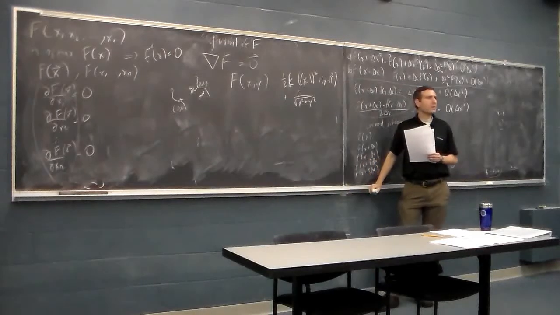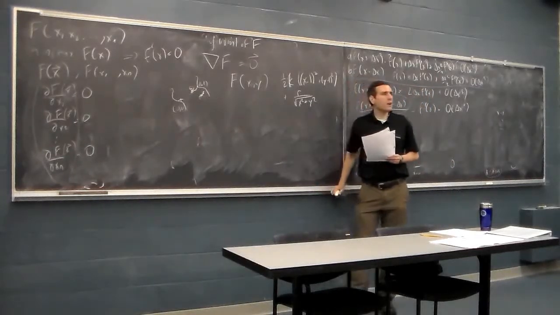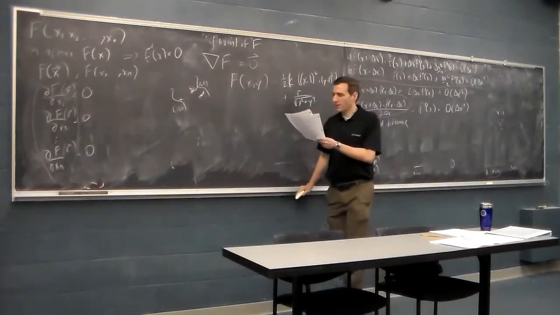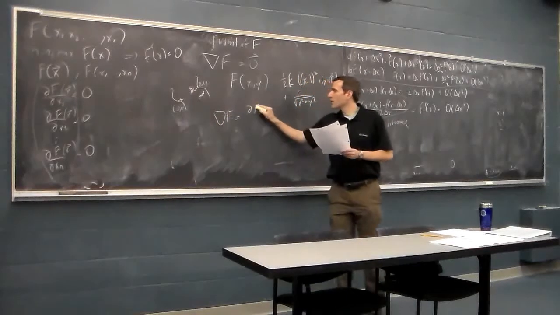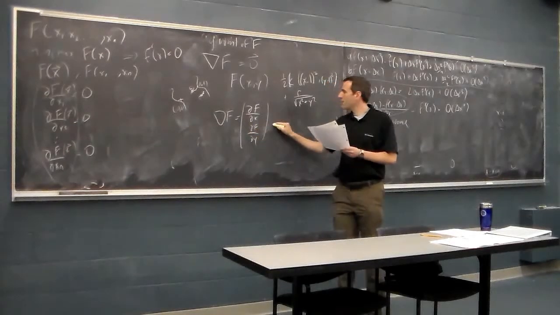So is the example clear to everyone? Okay, so if we wanted to find maxima or minima of this function, then what we would want to do, first of all, is find the gradient. So the gradient of f is equal to the partial derivative of f with respect to x, and the partial derivative of f with respect to y.